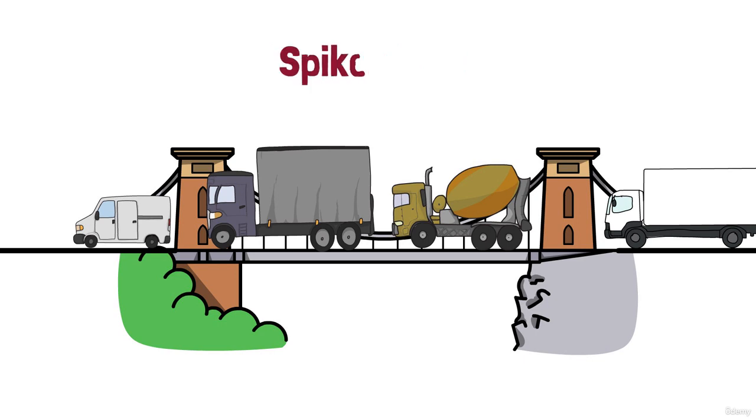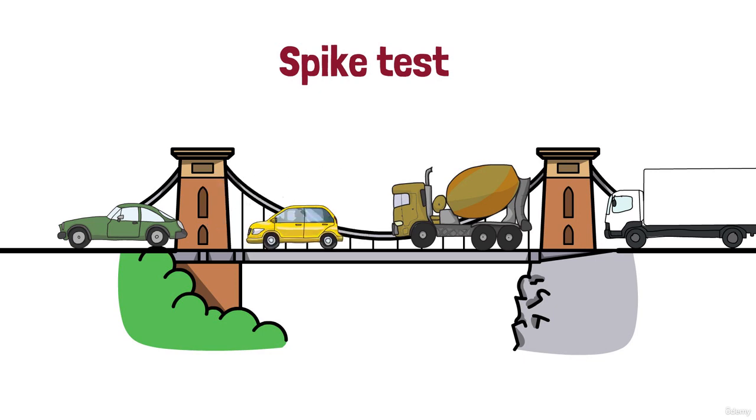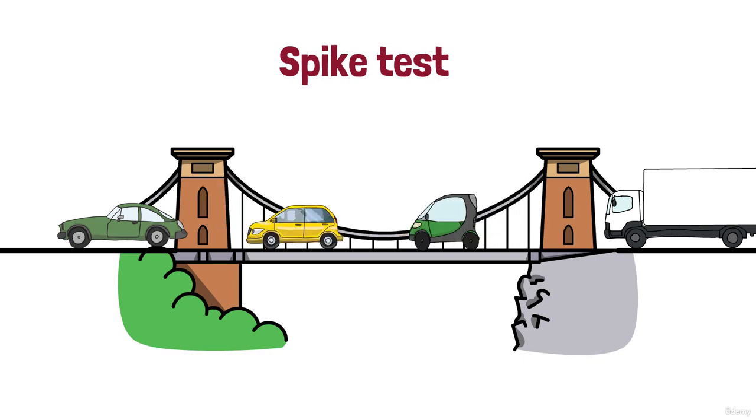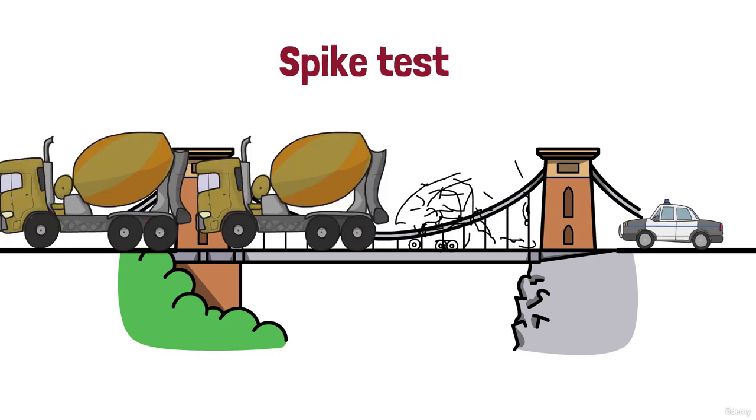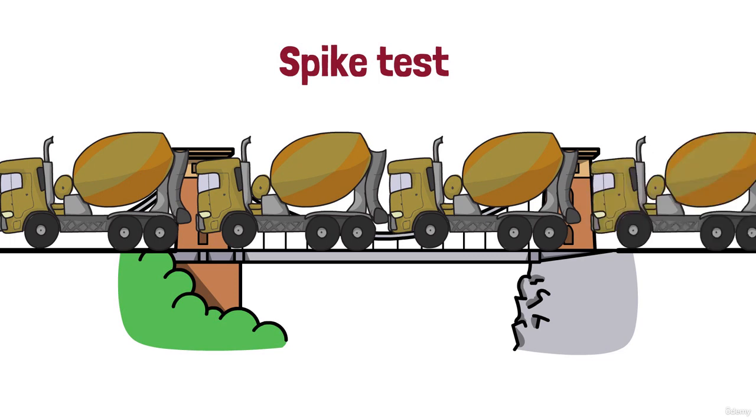And with a spike test, we suddenly increase and decrease the load on the system. Imagine a bridge with low traffic where only cars pass. Suddenly, a group of heavy trucks decided to cross. This unexpected weight is a spike. Spike testing checks how the bridge handles this sudden load and if it stays stable afterward.